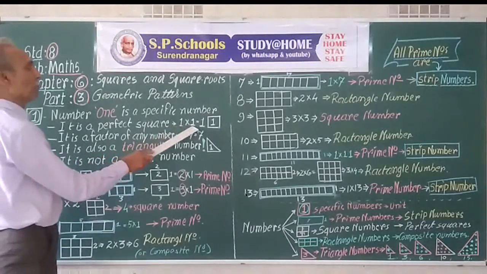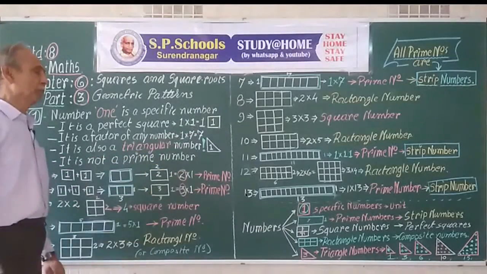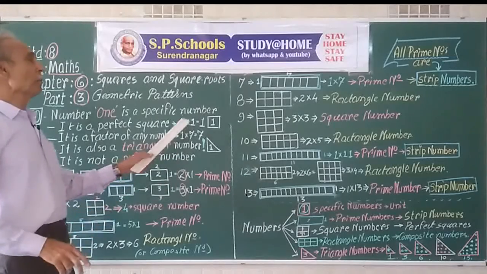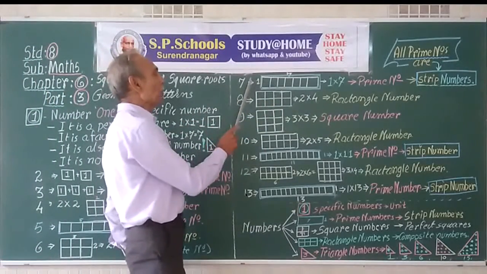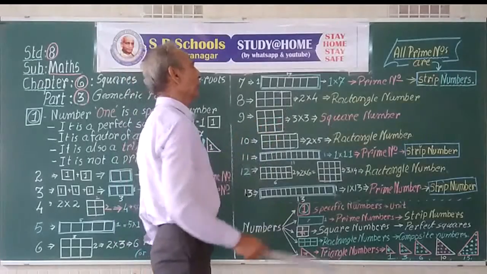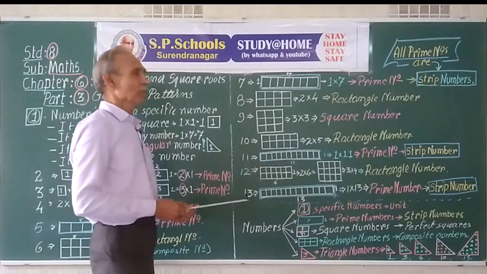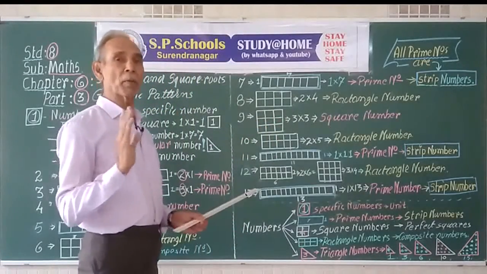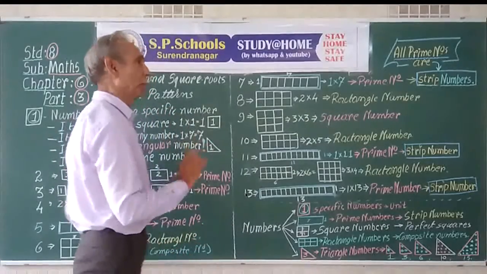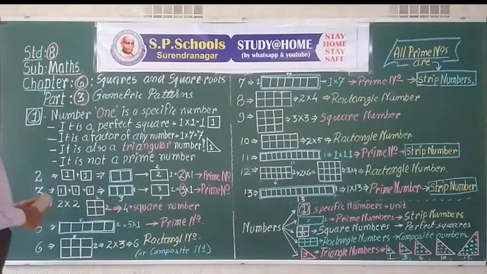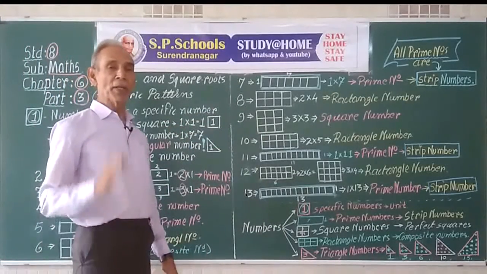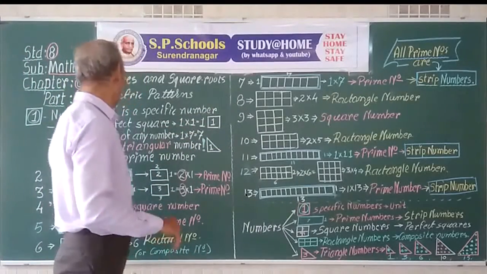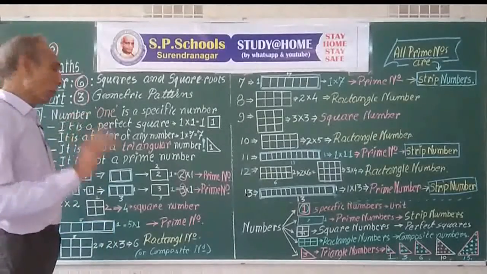That is, 1 multiplied by 1 is 1. 1 is a part of any number. If you divide any number into equal parts, any number can be divided into equal parts of 1 unit. So 1 is a factor of any number. 1 is a part of any number. 1 is a square of itself.